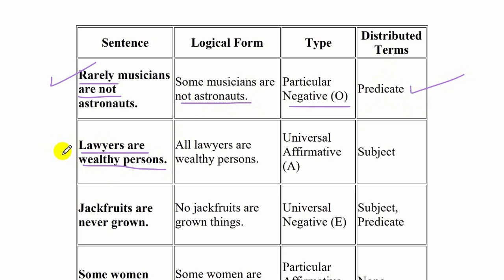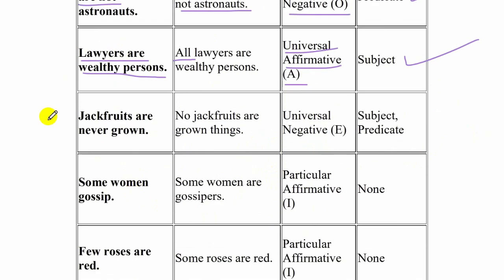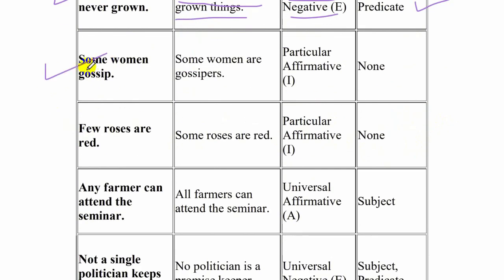Lawyers are wealthy means all lawyers. Whenever they have not stated anything, I have already told you, you have to use the universal affirmative. They are stating all lawyers are wealthy persons, or going to be wealthy people. So it is a universal affirmative A type. The subject is distributed. Jackfruits are never grown means no jackfruits are grown fruits. It's a universal negative. Subject and predicate both are distributed.